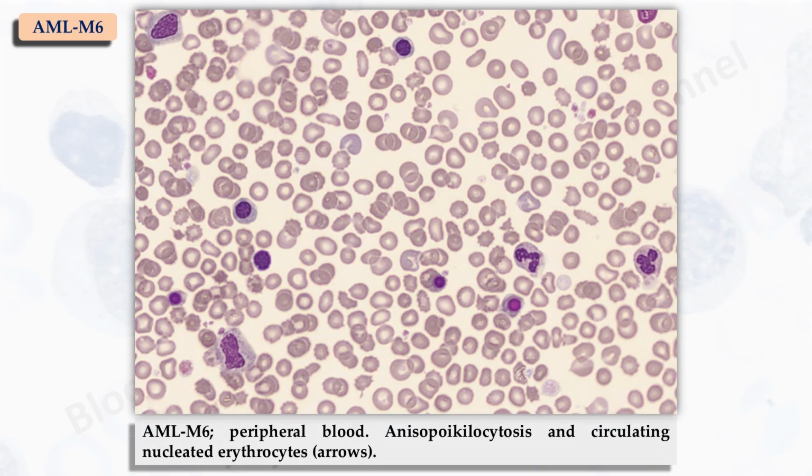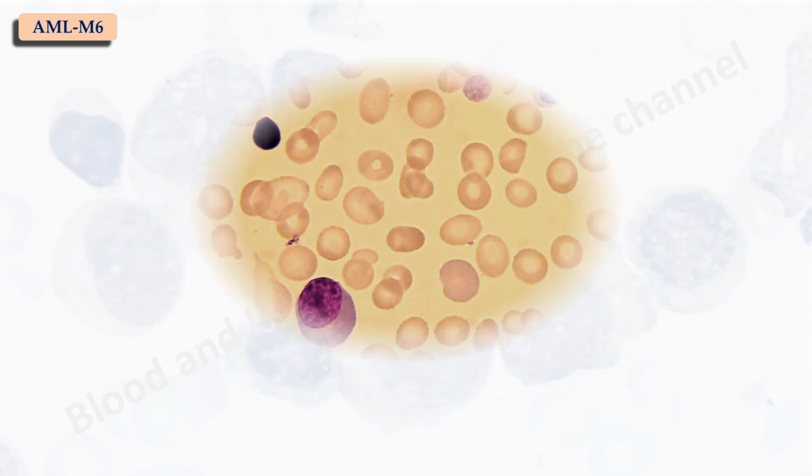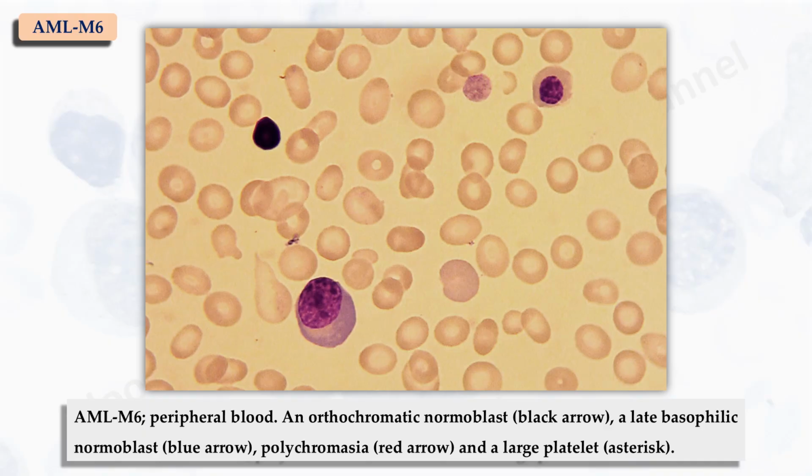Peripheral blood film of a patient with AML-M6, showing anisopoikilocytosis and circulating nucleated erythrocytes. Circulating normoblasts in a patient with AML-M6. Peripheral blood film of a patient with AML-M6, showing an orthochromatic normoblast, a late basophilic normoblast, polychromasia, and a large platelet.